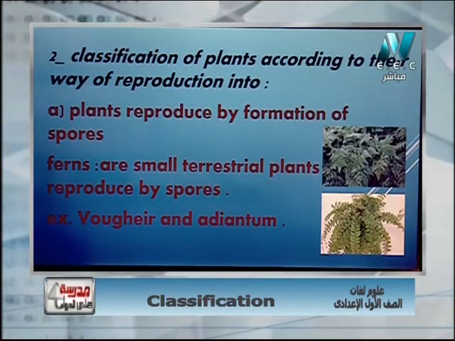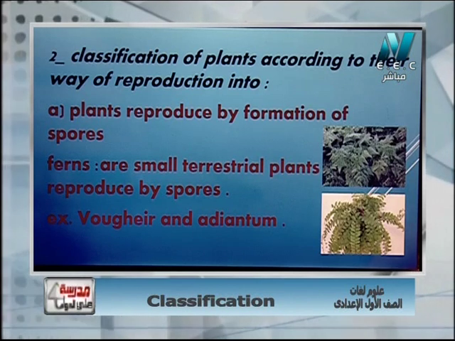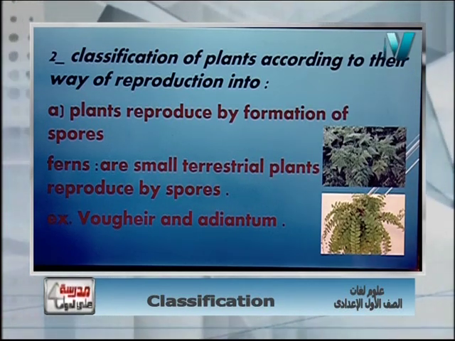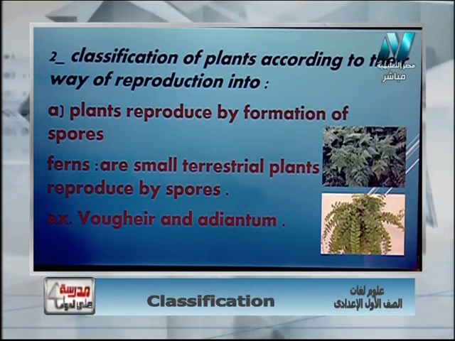So first part, first criteria, we can classify plants according to external shape. We have plants that can be distinguished into roots, stem, and leaves, and others which can't be distinguished into roots, leaves, or stem, as algae.